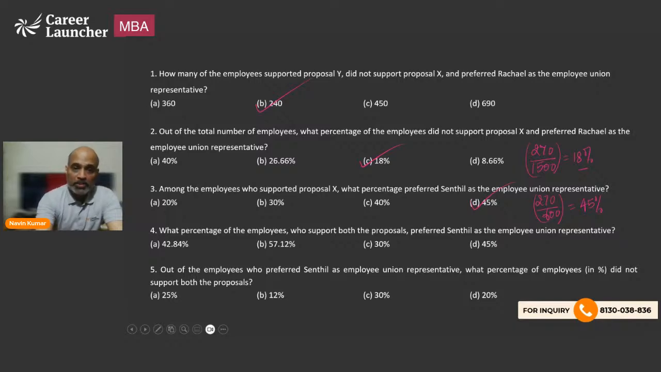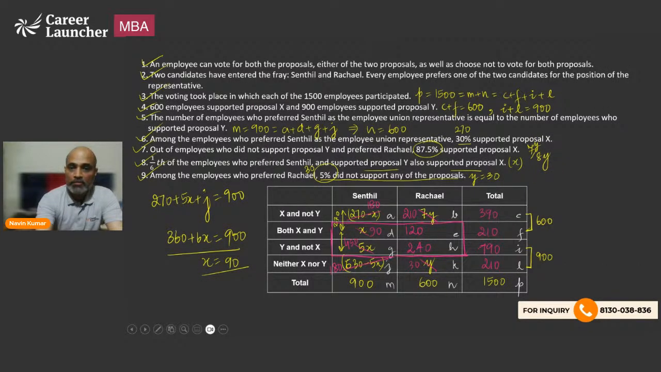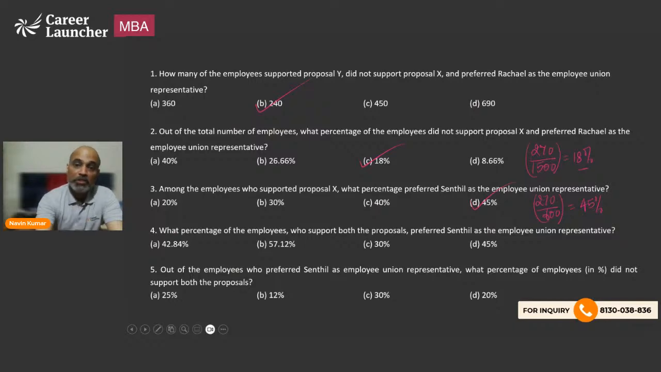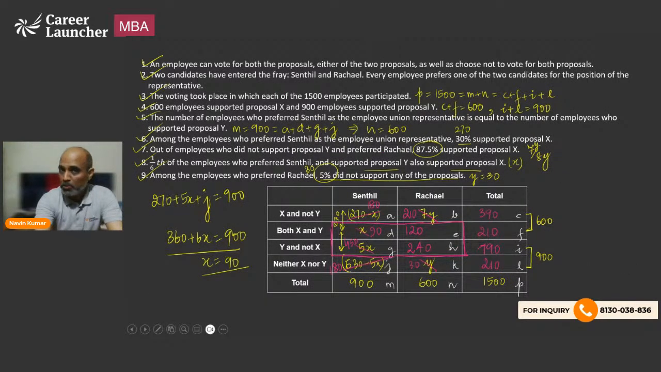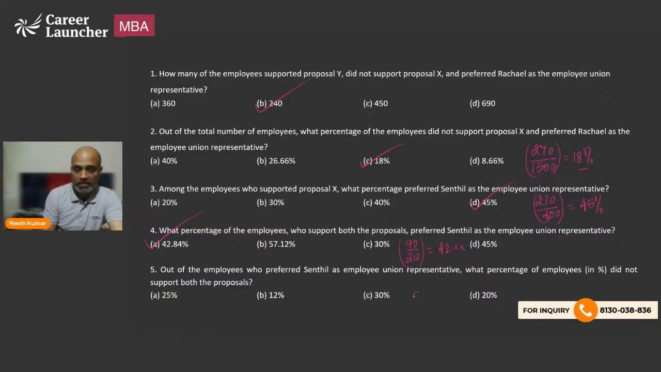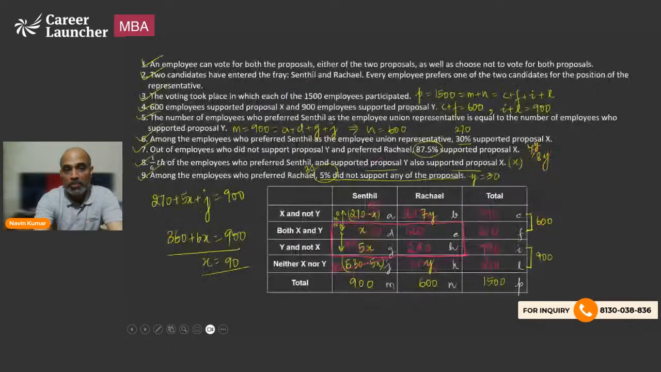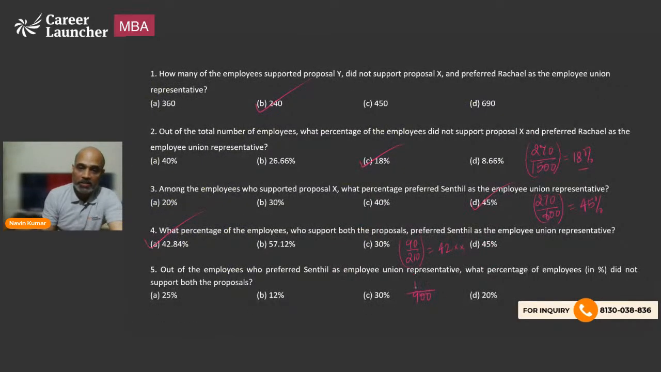What percentage of employees who support both the proposals? So we have 210 people and prefer Senthil as the employee union representative. So that is 90. So we have got 90 out of 220, which is going to be 42 point some percentage. This is 3 out of 7, right? Option A. And out of the employees who preferred Senthil as employee union representative, people who want Senthil is 900. What percentage of employees did not support both the proposals? Did not support both the proposals is 180. So this is straightforward 1/5, which is 20%.